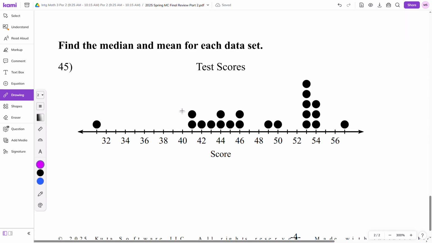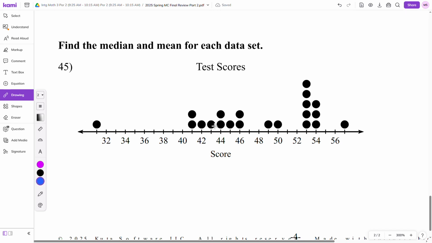Find the median and mean for each data set. All right, let's find the median. So how many terms are there? How many values are there? 1, 2, 3, 4, 5, 6, 7, 8, 9, 10, 11, 12, 13, 14, 15, 16, 17, 18, 19, 20, 21. So there are 21 terms. Half of 21 is 10 and a half. So the 11th number is the median.